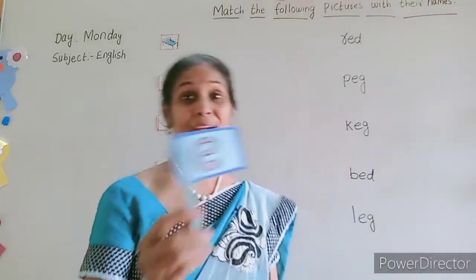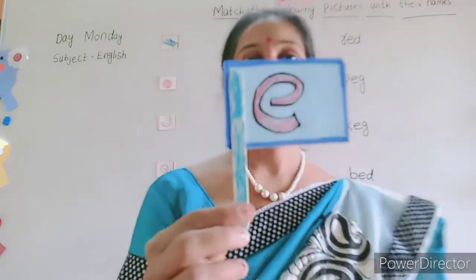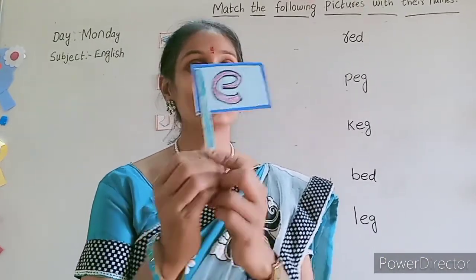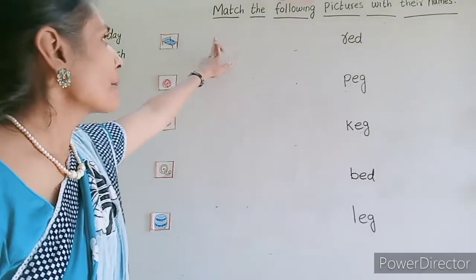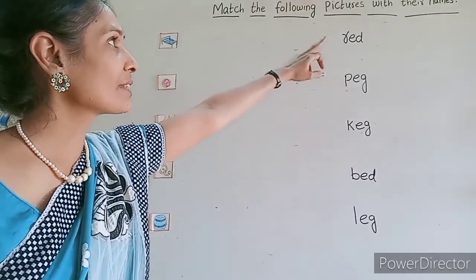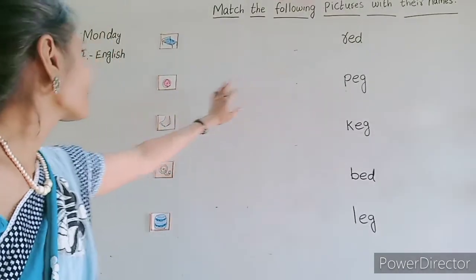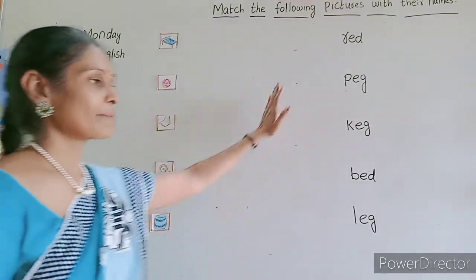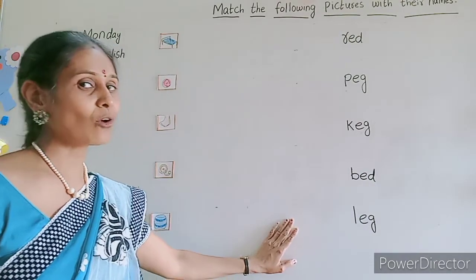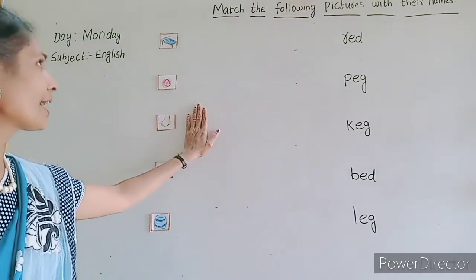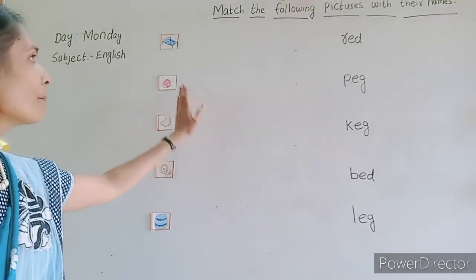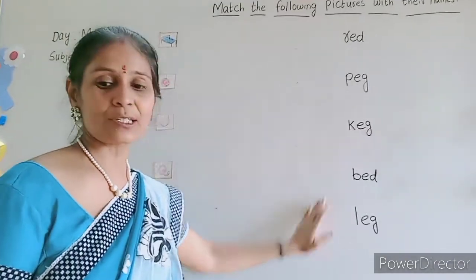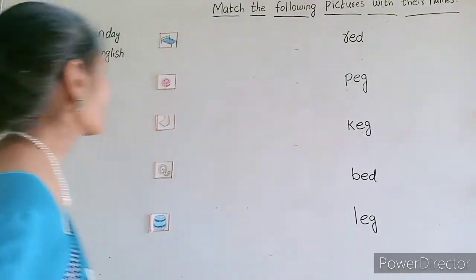Vowel E. Yes, what we have to do is match the following pictures with the names. Miss had already stuck pictures here and some spellings are written here, beta. Now we are going to match the pictures with their spellings. Okay, so let's start. How will we match?